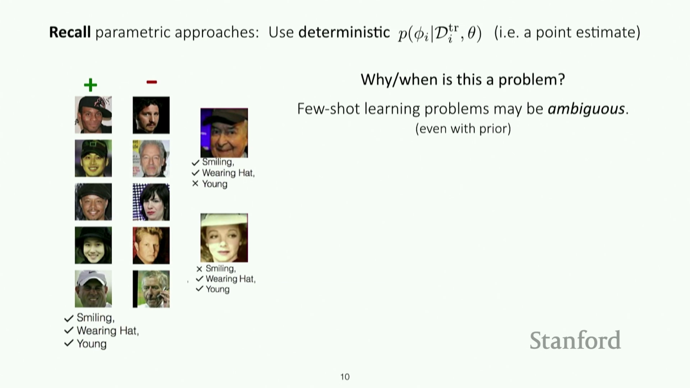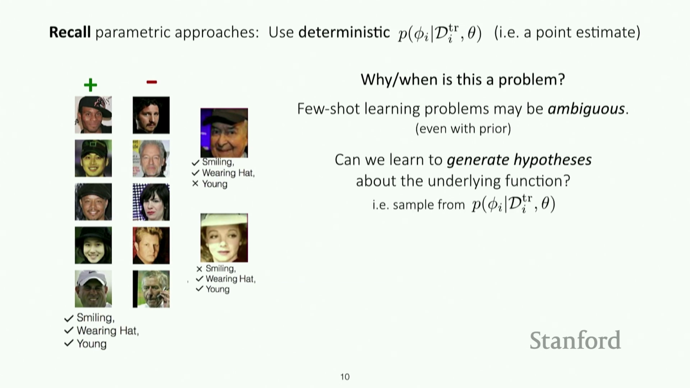So to try to reconcile this problem, what if we can generate hypotheses about the underlying function? What if we can sample from this distribution? If we can sample from this distribution, then we can reason about our uncertainty. We can reason about whether or not we're going to be able to make an effective and accurate decision in this situation, which is really important in safety critical settings.